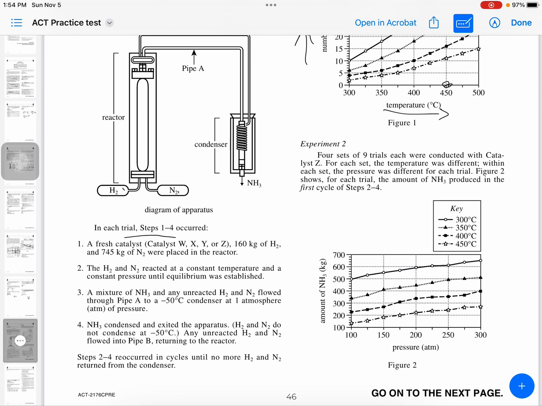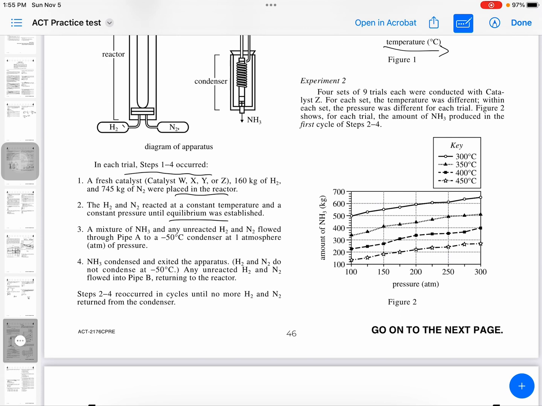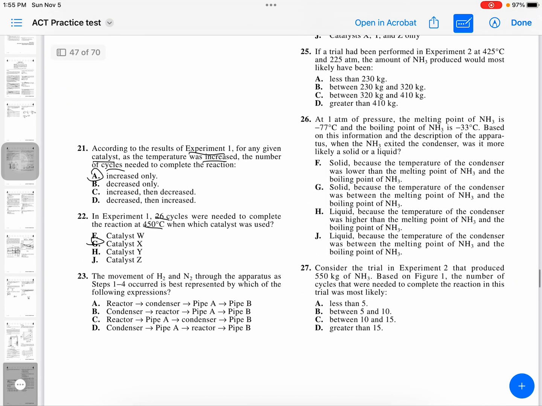Okay, so in each trial, steps 1 through 4 occur. Fresh catalyst placed in the reactor. Equilibrium established. Through pipe A. And then through pipe B. Reactor, pipe A, condenser, pipe B.